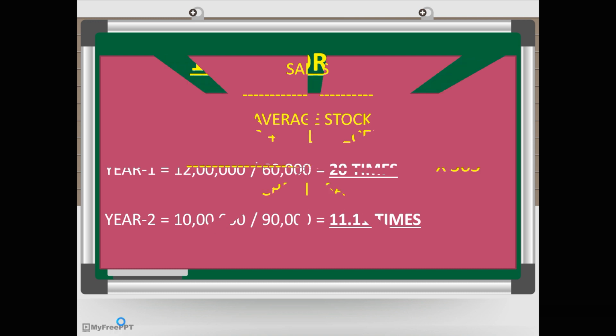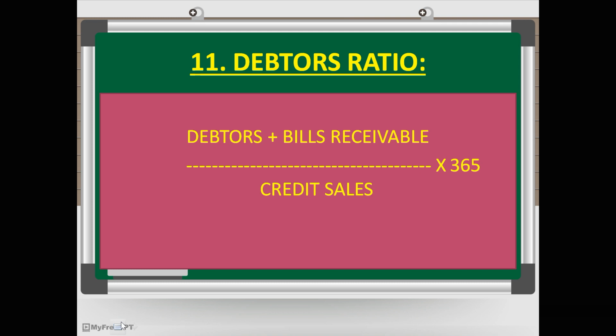Anyways, now next ratio in the list, another repeat ratio, debtors ratio. હવે એની ફોર્મ્યુલા મૂકો. Debtors plus bills receivable upon credit sales into 365 days.